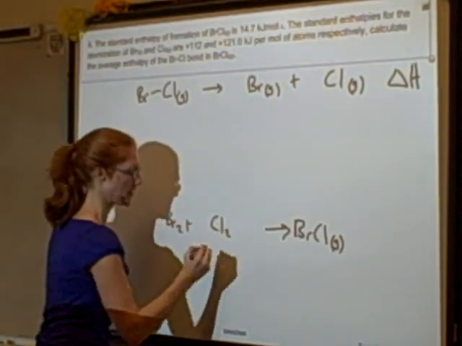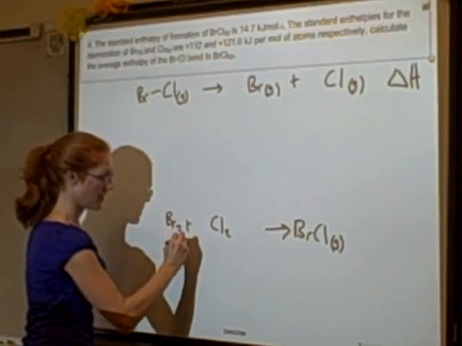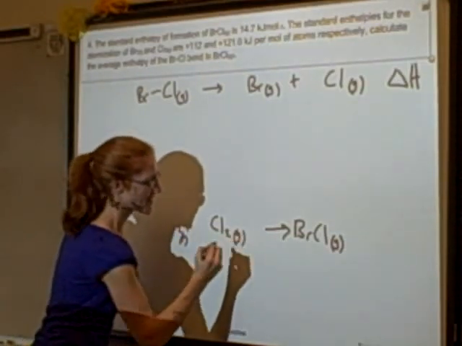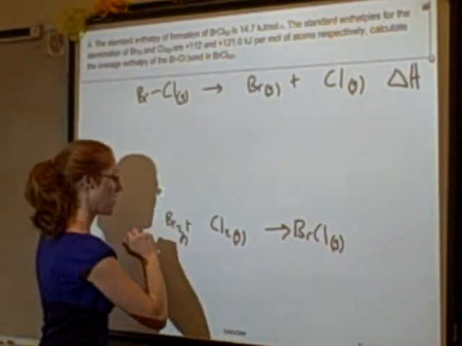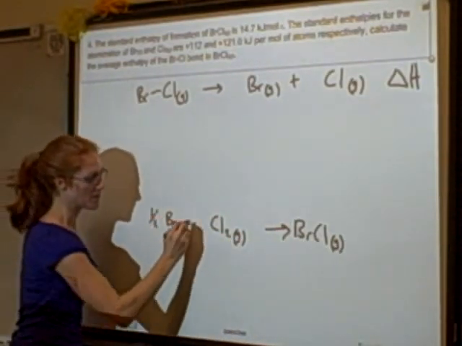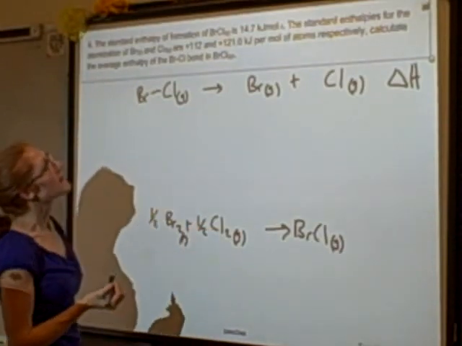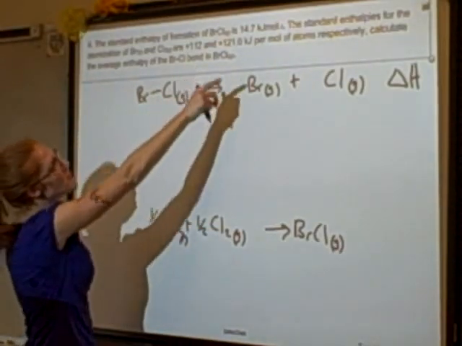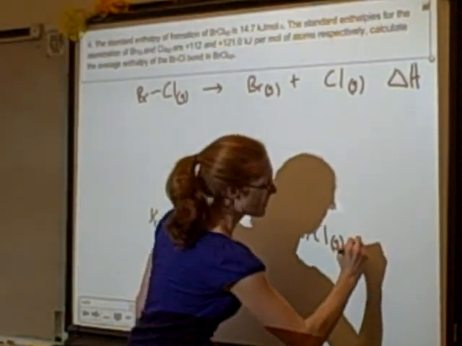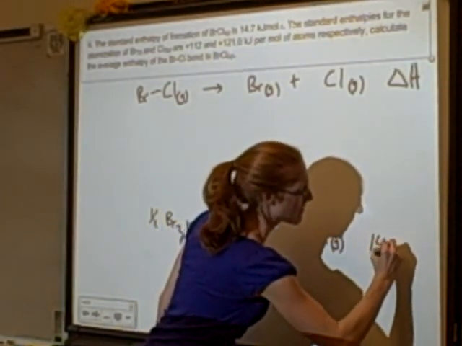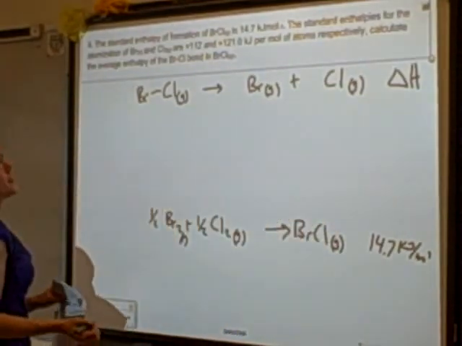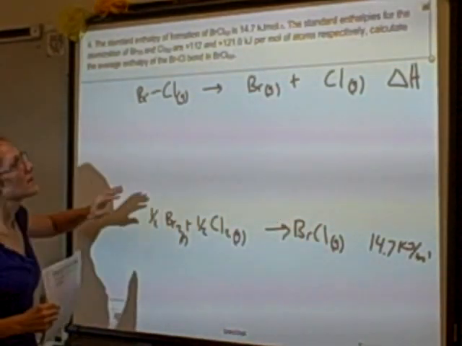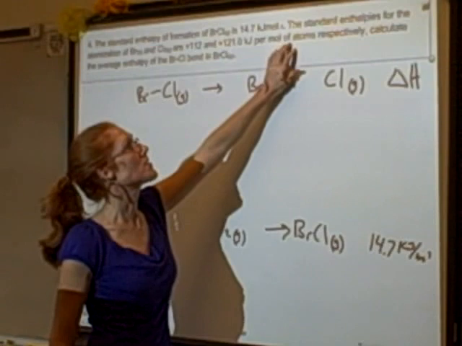So they're both diatomic. This is a liquid, this is a gas, and since it's formation, I'm going to form this 1 mole. That means I'm only going to need half a mole of this, half a mole of that, and I get the change of enthalpy is 14.7. So 14.7 kilojoules per mole. That's that step.